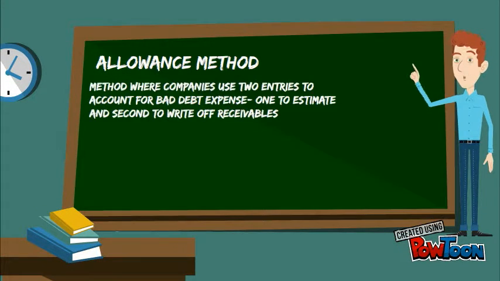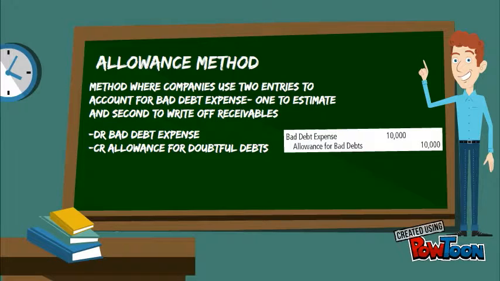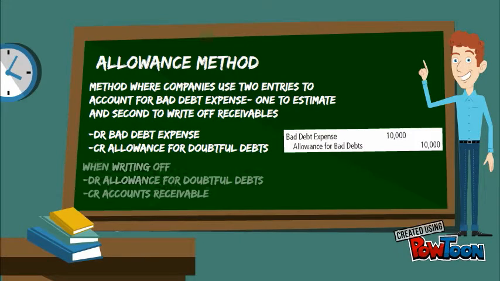The allowance method requires two entries. The first records an estimate of the bad debt expense and then the second writes off the receivables when they become uncollectible. For the first entry, we debit bad debt expense and credit allowance for doubtful debts. When writing it off, we debit allowance for doubtful debts and credit accounts receivable.